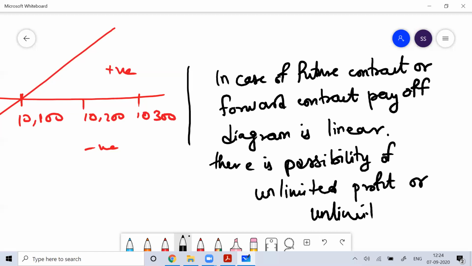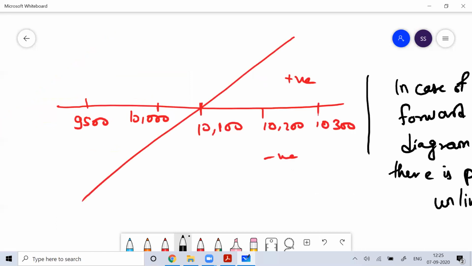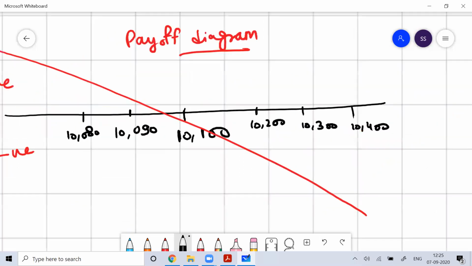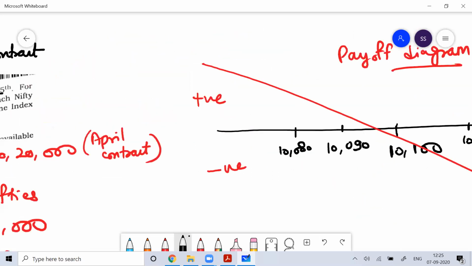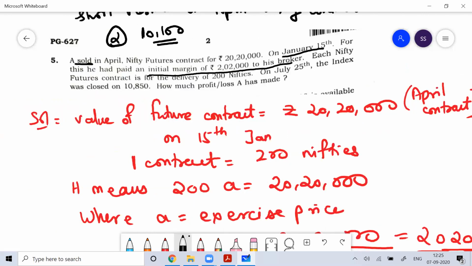Okay, so the person who takes a long position or short position in the case of future contract or forward contract, for them the payoff diagram is linear, so there's a possibility that they may get infinite profit and infinite losses. Okay, so that's why this is the payoff diagram. This is a similarity in the case of future and forward contract, because in both you are obliged to follow the contract in the future.